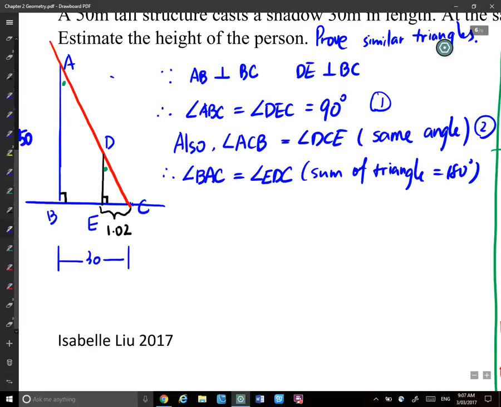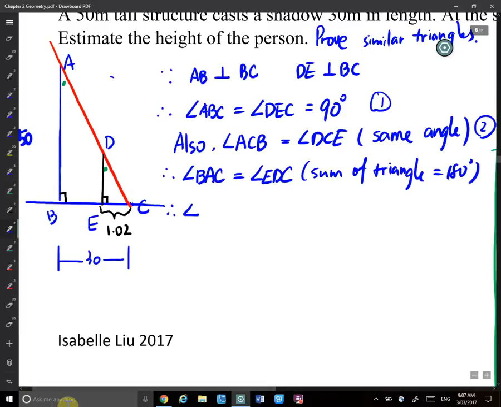So triangle ABC is similar to the triangle DEC. A corresponds to D. B corresponds to E because it's the right angle, and C corresponds to C because it's the shared angle itself. So ABC must be similar to the triangle DEC.